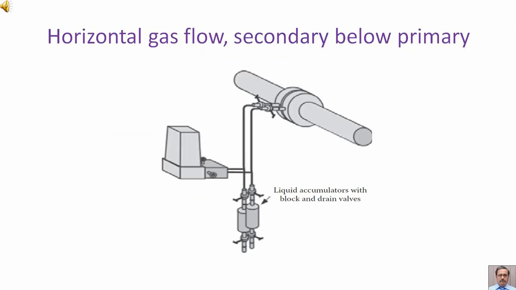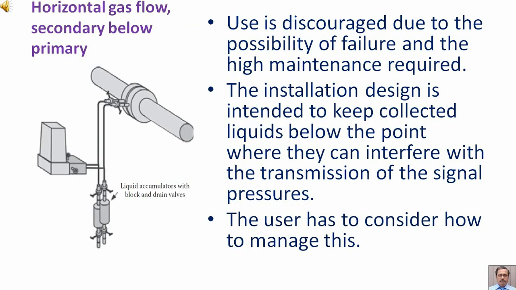Horizontal gas flow, secondary below primary. Use is discouraged due to the possibility of failure and the high maintenance required. The installation design is intended to keep collected liquids below the point where they can interfere with the transmission of the signal pressures. The user has to consider how to manage this.